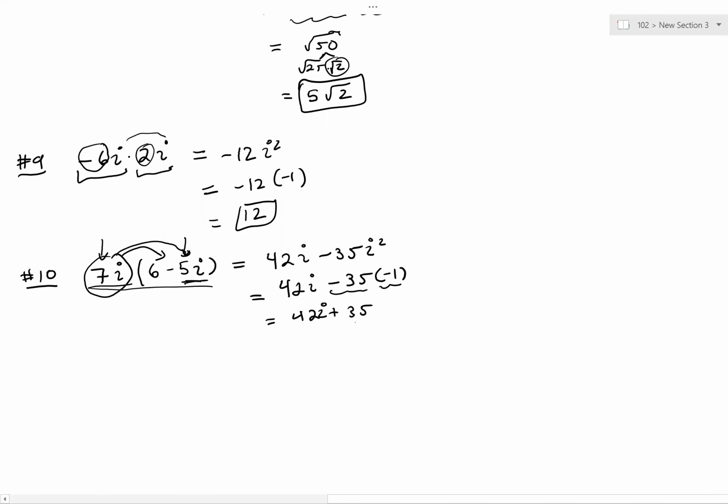This is the final answer, but we want to rearrange it to be in a plus bi form. So I'm just going to put the real part first and the imaginary part second. So that would be the final answer.